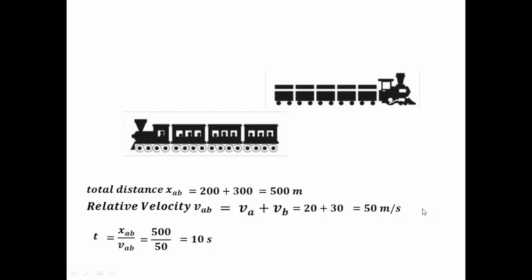You can also assume that train A is moving at 50 meters per second, that is the relative velocity, while train B is stationary. Such an assumption will help you get a clear scenario when the objects are moving in the same direction and certain lengths of one object have to be covered with respect to the second object.